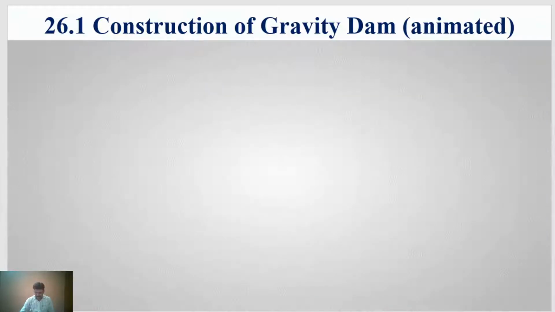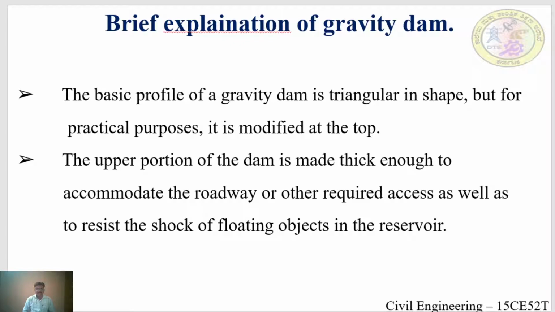Now we have a brief explanation of gravity dam. The basic profile of a gravity dam is triangular in shape. For practical purposes, it is modified at the top. Why is it modified at the top? So that we can make the top width of the dam a place for access. A road is made for the movement of vehicles, and also to resist the shocking of the floating objects in the reservoir.